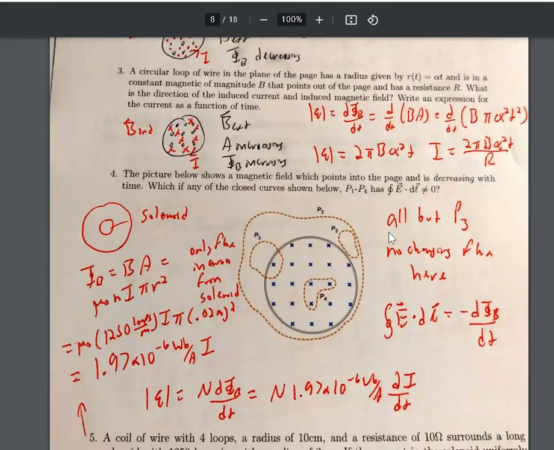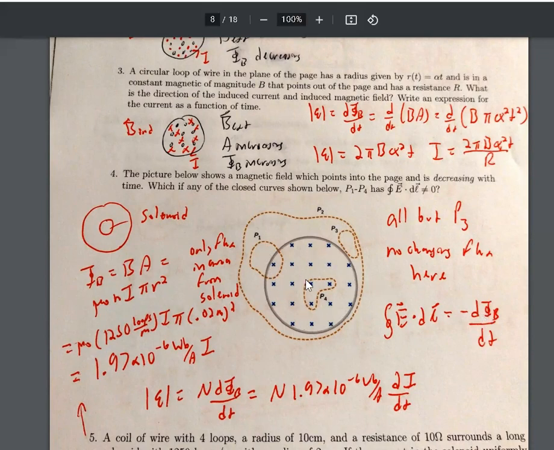So this is for that problem. This is for this problem. The picture shows a magnetic field that points into the page and is decreasing with time. Which of these curves has this integral over the induced electric field not equal to 0? Well, Faraday's law says that this integral over any loop is equal to minus the change in the magnetic flux through the loop.